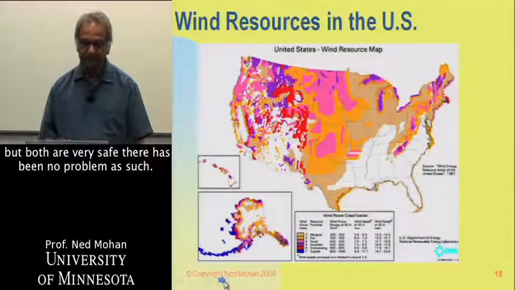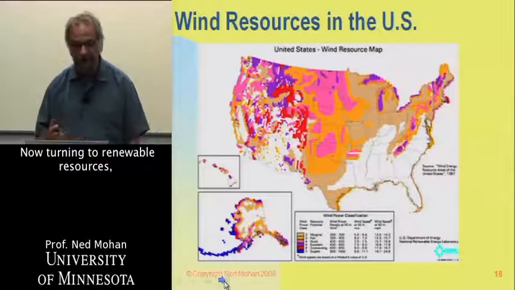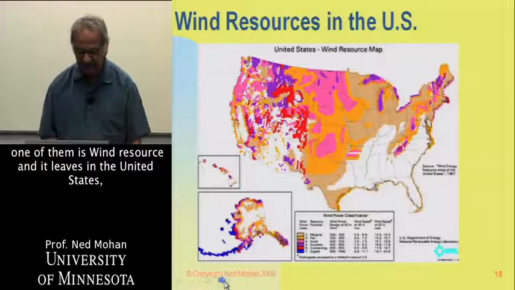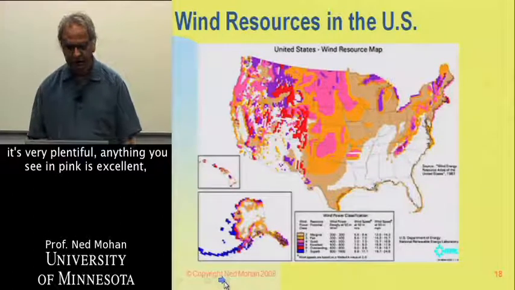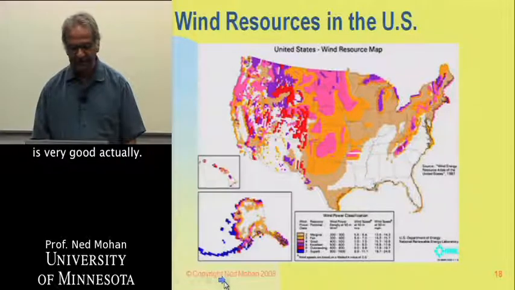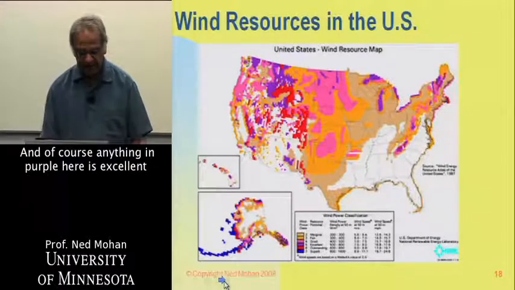Now, turning to renewable resources, one of them is wind resource. And at least in the United States, it's very plentiful. Anything you see in pink is excellent. It's very good, actually. And of course, anything in purple here is excellent.